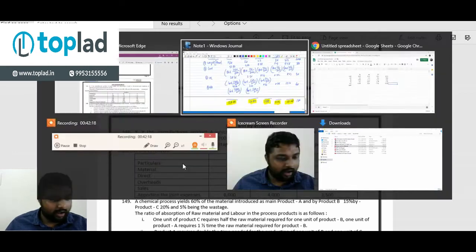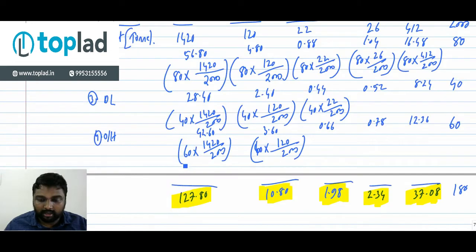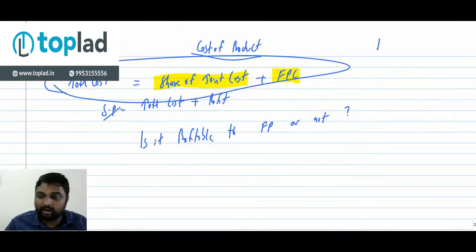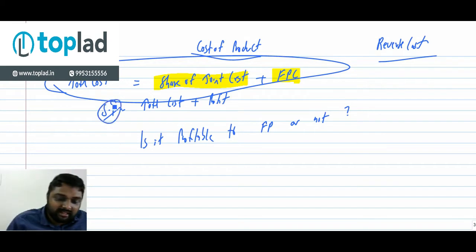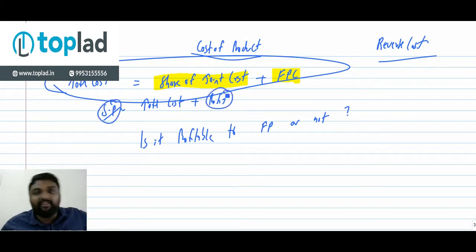I have discussed most of the methods with you, but there is one method called reverse cost. If the question doesn't tell any method, then it will mostly be reverse cost. What is reverse cost? Selling price will be given, profit will be given. So if selling price and profit are given, you will get the total cost. From the total cost, if you reduce further process cost, you will get what?